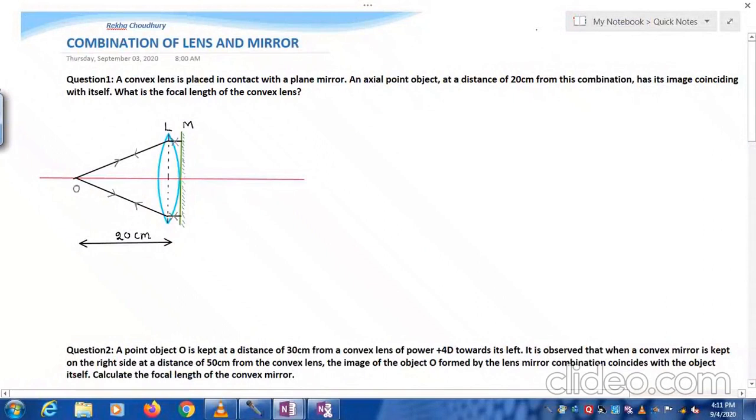Here it is given that the object is a point object situated on the axial point. That means it is situated upon the principal axis of the lens mirror combination, and it is situated at a distance 20 cm from the combination. Also, according to the question, image coincides with the object. That means the rays after reflection from the mirror M must retrace their path so that they meet again at the point O.